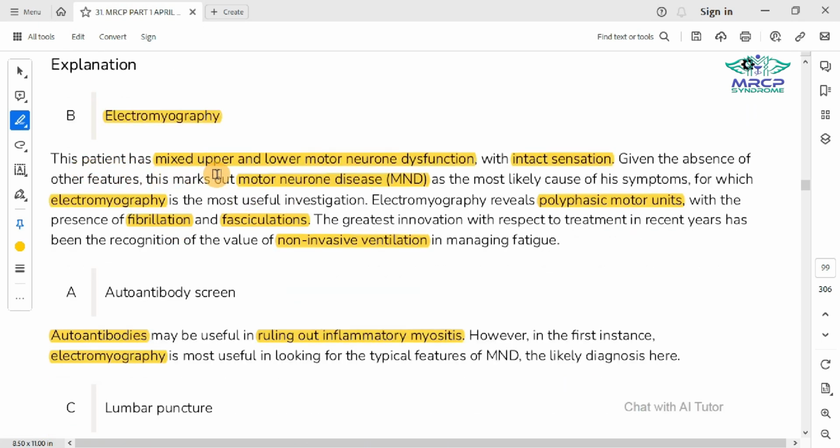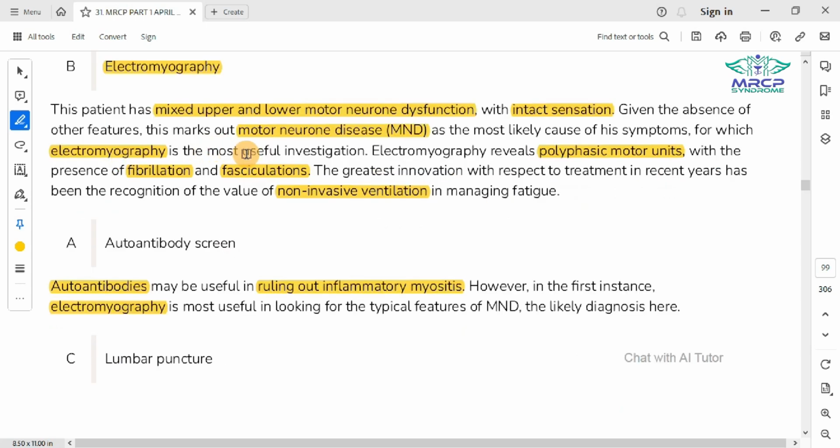This patient has mixed upper and lower motor neuron dysfunction with intact sensation. Given the absence of other features, this marks out MND as the most likely cause of his symptoms, for which electromyography is the most useful investigation. Electromyography reveals polyphasic motor units with the presence of fibrillation and fasciculation.